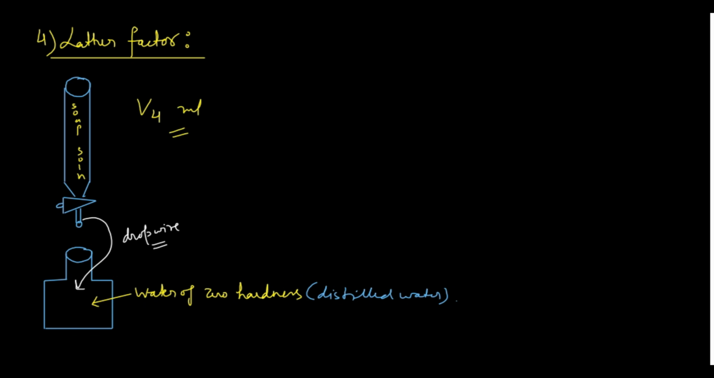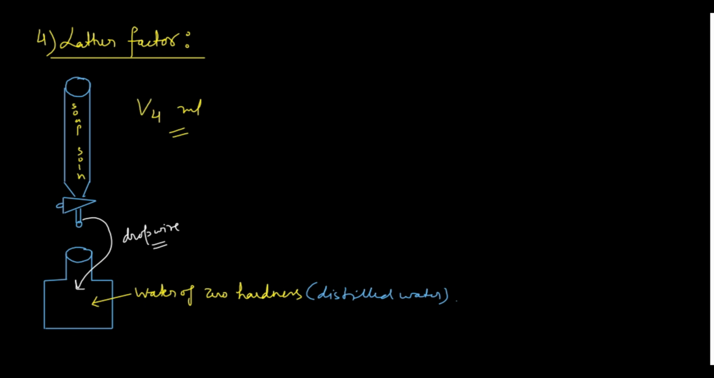And I already told you that this lather factor is important to minimize the error in the volume determination. So we need to subtract this value of the V4 from the standardization of the soap solution value, or the total hardness value, or the permanent hardness value. In every case we need to subtract this particular volume. I hope this is clear to you.